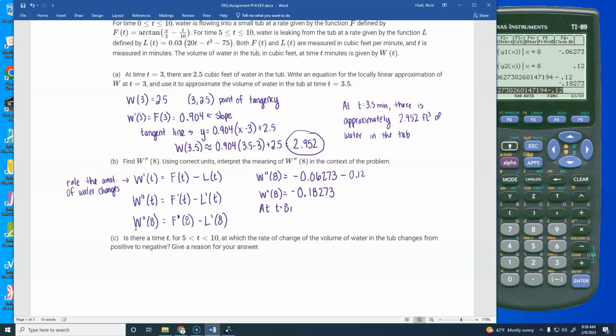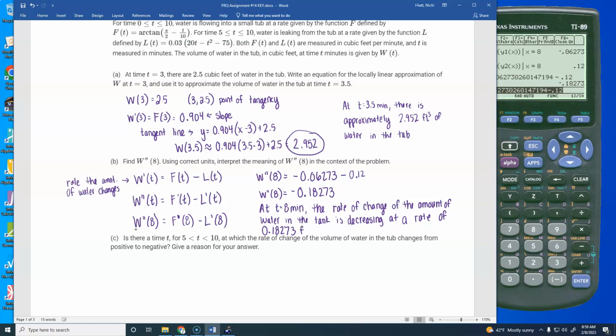So we would say at t equals 8 minutes, the rate of change of the amount of water in the tank is, since we have a negative, I'm going to say is decreasing at a rate of, so we've got the rate of change in the amount of water decreasing at a rate, so you've got a rate of a rate here. Rate of 0.18273 units.